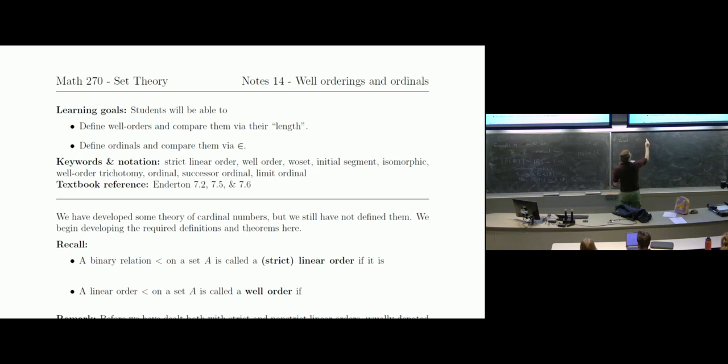Less than on A is a linear order, and I guess I should write strict here. It's a strict linear order, right? And by strict I mean you're not less than yourself, right? That's less than or equal to.